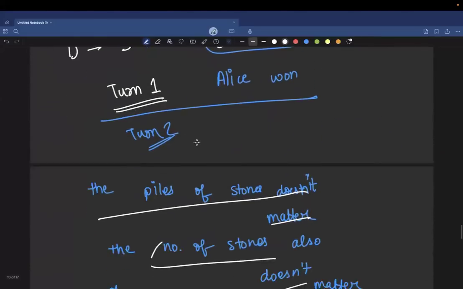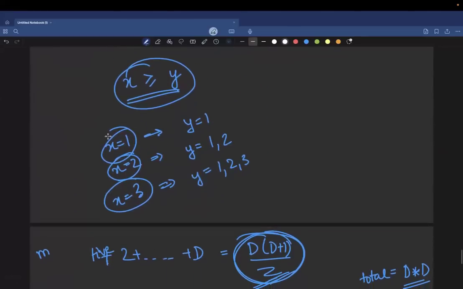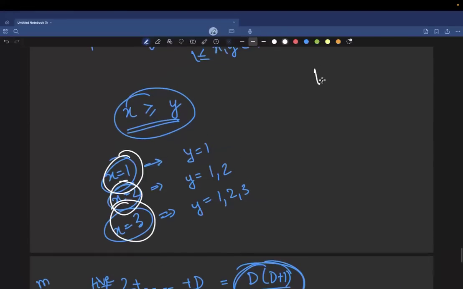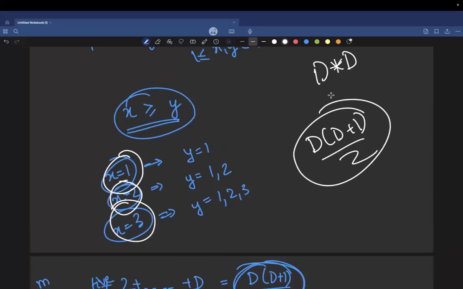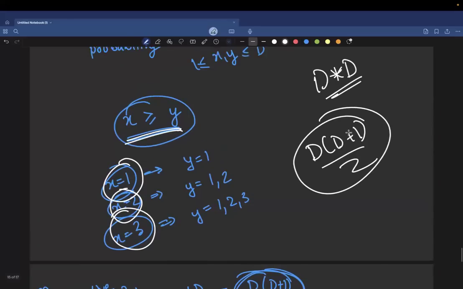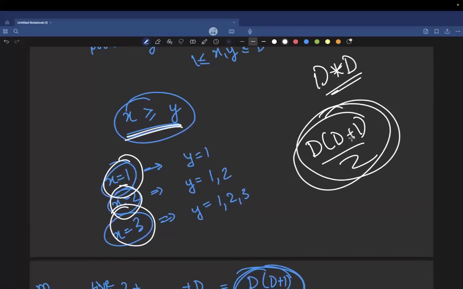Alice will roll a die. Now she might get one, she might get two, she might get three, and so on. So out of all the d into d possibilities, there are d into d plus 1 by 2 such combinations where Alice is having her score greater than or equal to 5. So Alice will have a probability of winning as d into d plus 1 by 2 divided by d into d.